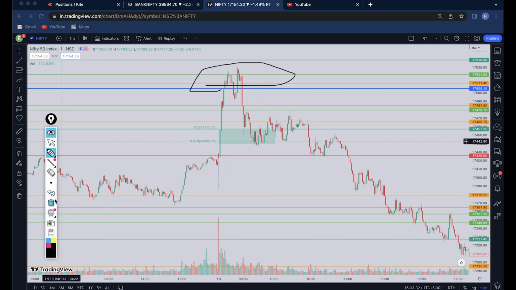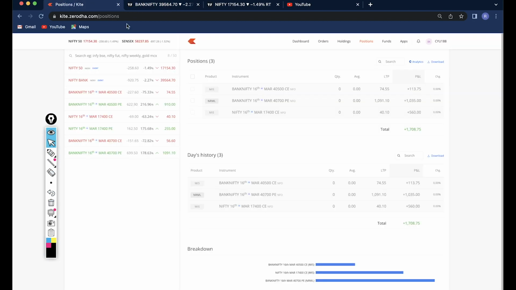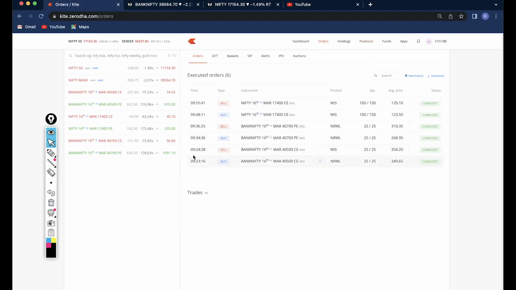Now that's why, looking into this sentiment and also knowing that there are no stop losses as such on the upside, we decided to make a put option. This was clear in the Nifty chart. This was also clear in the Bank Nifty chart. We quickly made a position here in the red candle. Here if you see the orders, we made an entry into the 934 put option.